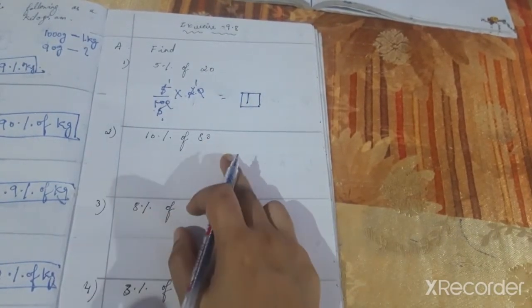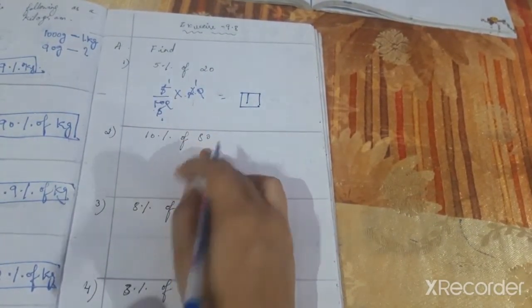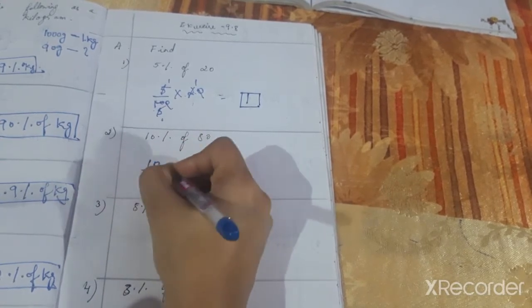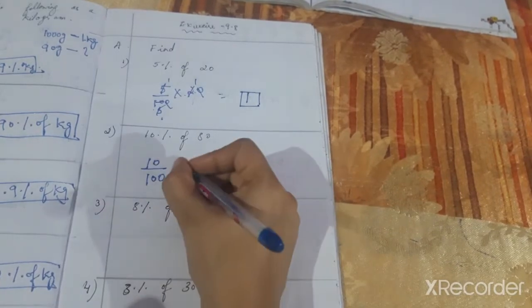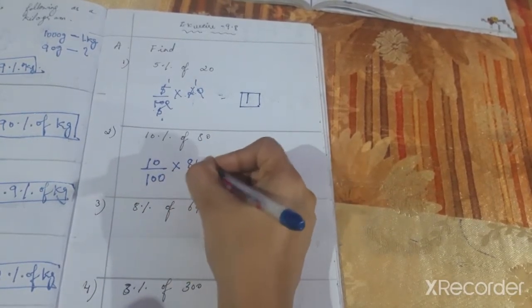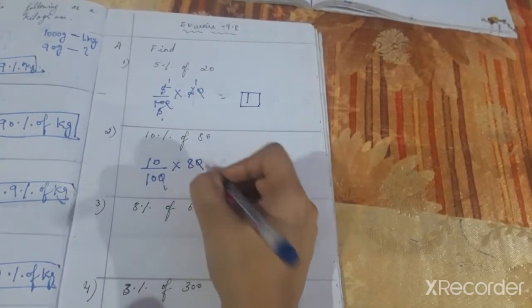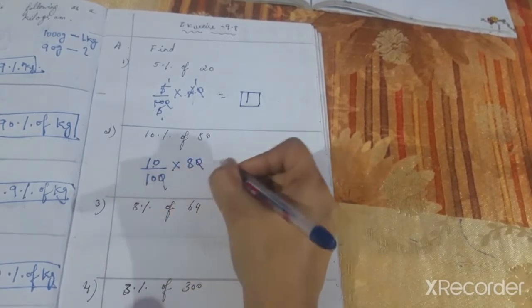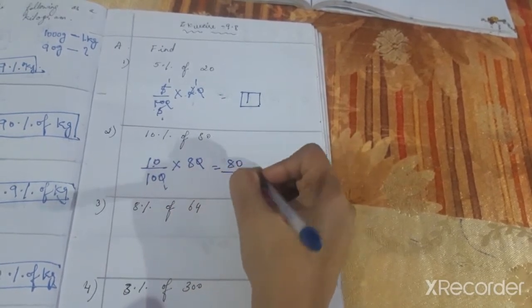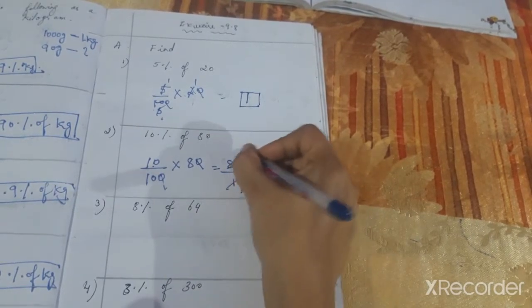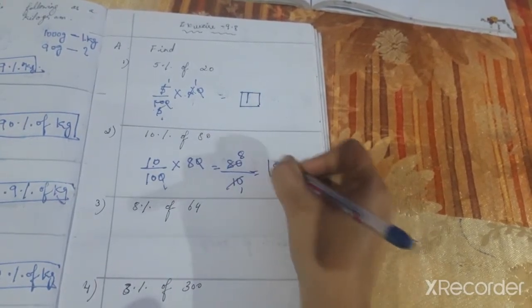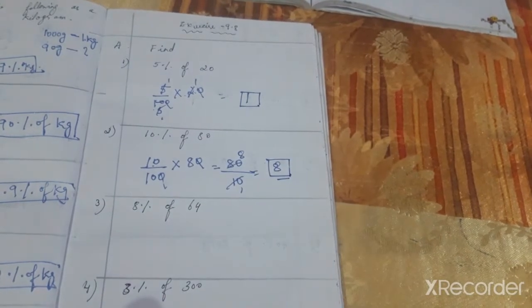Now 10% of 80. We have to find 10 percentage, which means 10 by 100. Anything percentage means divided by 100, and we multiply by the given number 80. 0 0 cancel. Then 10 into 8 is 80 divided by 10. So 10 eights are 80. Answer is 8.